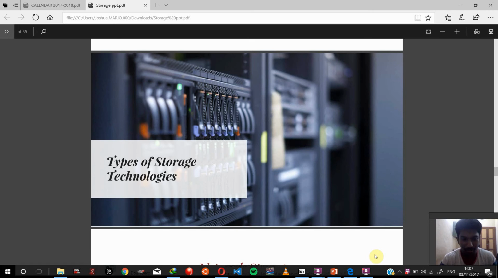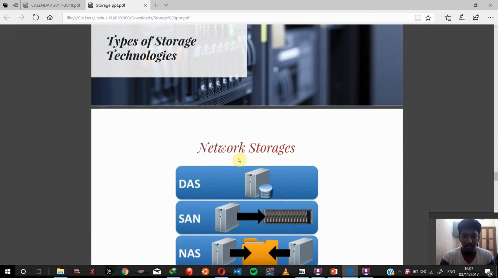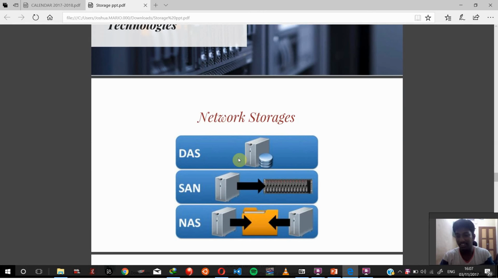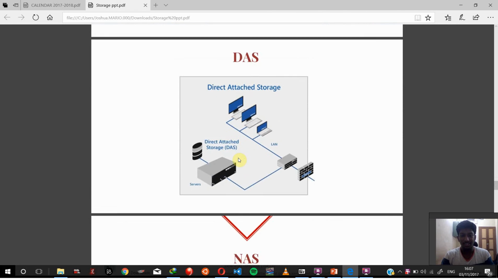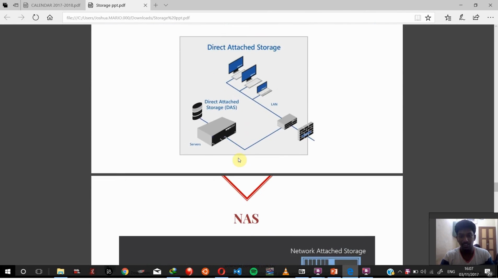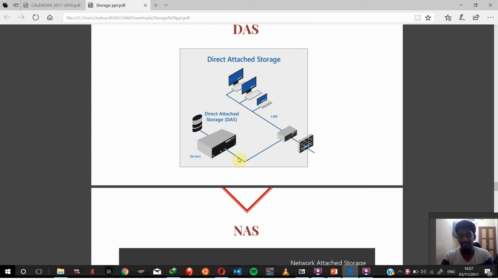We are going to see the types of storage technologies now. Here we are going to see DAS, SAN and NAS. These are used in our campus. First, direct attached storage. DAS is basically the cables through which everything is connected.